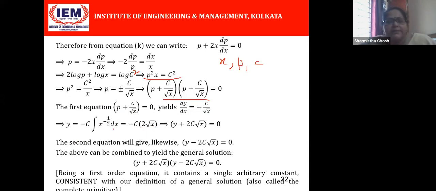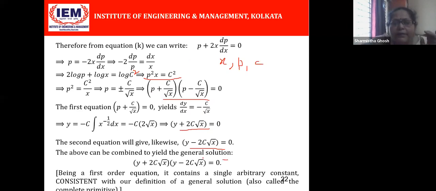Now you may say, yes, there should have been another constant of integration as I integrate. But as we all know by now, I hope we have understood that we can have only one arbitrary constant. So we will not add any further arbitrary constants over here. So the solution is y plus 2c root x equal to 0. And similarly, I hope you can easily understand it's just a matter of sign. The other one will give you y minus 2c root x equal to 0.